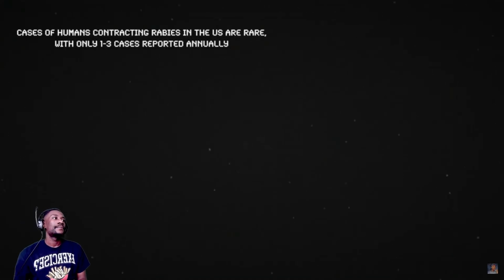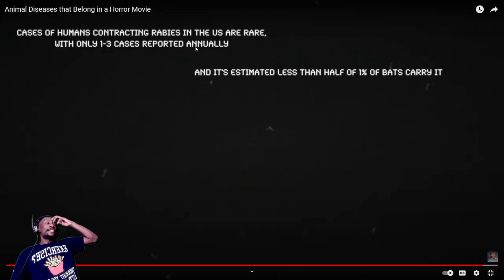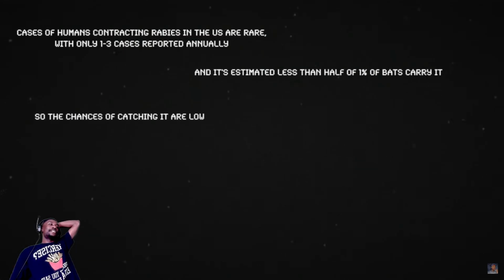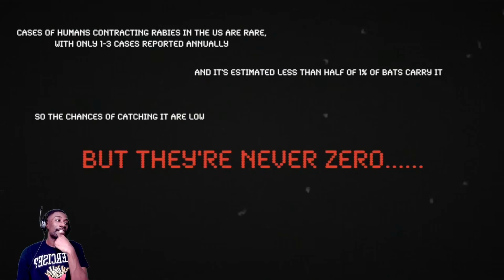Wait, hold on. Cases of humans contracting rabies in the U.S. are rare. Okay, because I was like, in the U.S., I don't hear it that much, like people contracting rabies. And less than half of 1% of bats carry it. Okay, that's good. So you're less likely to run into it. Oh, the chances of catching it are low. Okay, gotcha. But yeah, they're never zero.